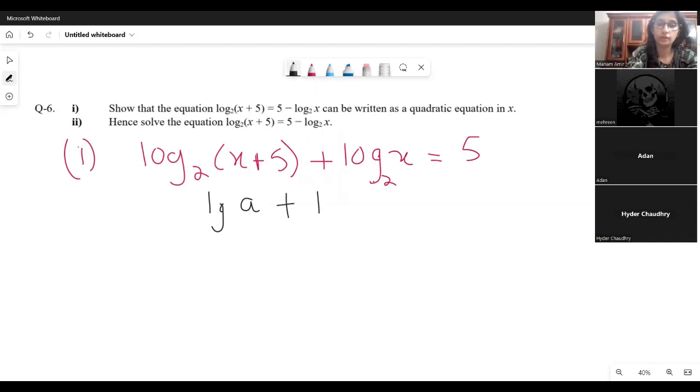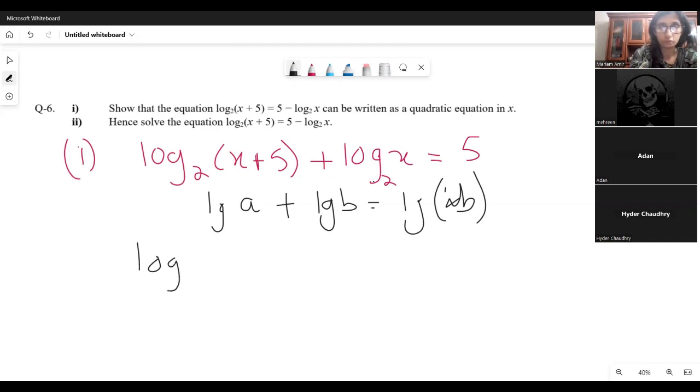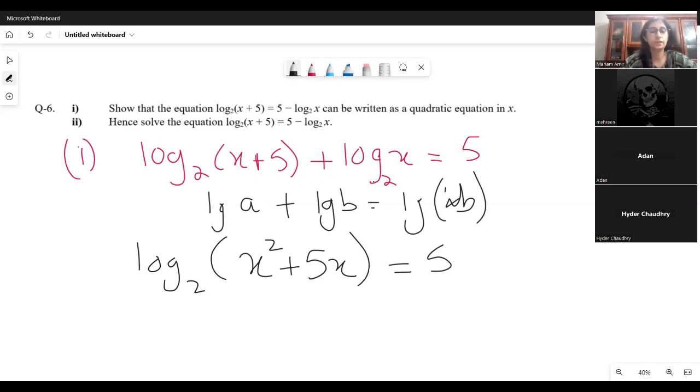Plus log B equals log AB. So we have log base 2 of the product of (x plus 5) and x equals 5. Next step, Mary.